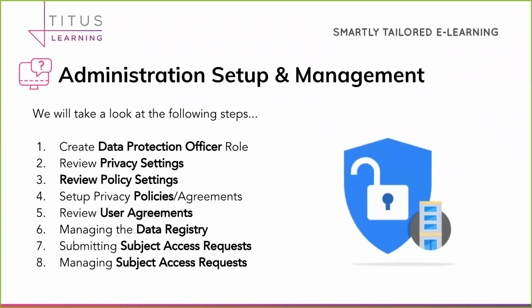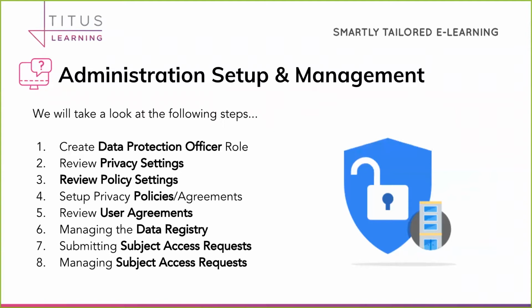So in terms of the steps that we're going to look at, we're going to run through this in an eight-step review, I suppose. We're going to look at creating a data protection officer role on the platform as well. We'll cover what it is and how it's applicable. We will then have a look at the privacy settings, such as the age of consent approval. We'll then look at the policy settings and the few external options that you potentially might want to use. We will consequently move on to looking at how you actually create these new privacy policies and agreements, and then how you manage these as well.